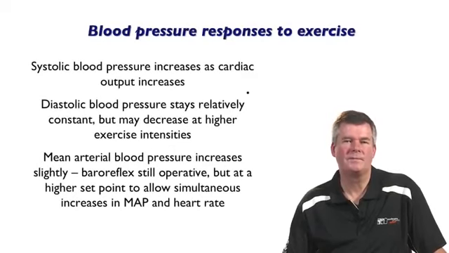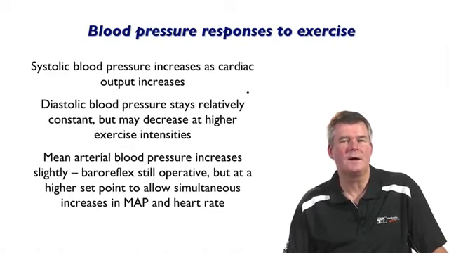In terms of blood pressure, the systolic blood pressure tends to increase during incremental exercise in parallel with the increase in cardiac output. The diastolic blood pressure, or the pressure in the circulation when the heart is relaxing, is largely determined by the overall peripheral resistance, and it tends to stay relatively constant during incremental exercise, and it may even fall slightly at higher exercise intensities due to the increase in muscle blood flow. Mean arterial blood pressure, which is the weighted average of the systolic and the diastolic blood pressures, tends to increase slightly during incremental exercise.